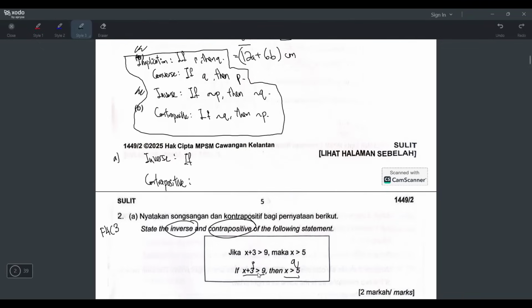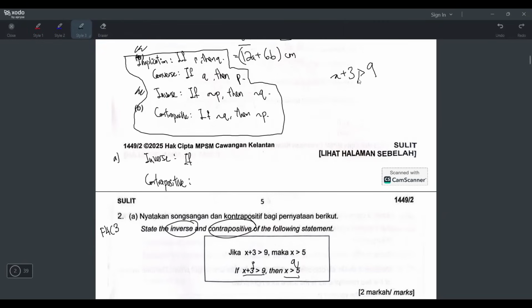So kita kena buat negation. But this one, X plus 3 bigger 9, it's a mathematic sentence. What do I mean by mathematic sentence? Because it's written using the mathematic symbol. It's not written like in words, right? If I say, for example, Ali is boy, this is an English sentence. So when you do negation, you can just put Ali is not boy. Macam tu. But if it's a mathematical sentence, you have to use the mathematic symbol for the negation.